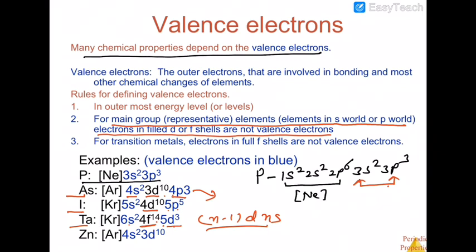Similarly, in case of zinc, what happens? 4s2, 3d10. It again satisfies (n-1)d, ns. So 4s2, 3d10. Here it is completely written there. Valence electrons are taken in blue. So don't take these. I underlined with the red line and written with the black pen that they should not be taken as valence electrons.